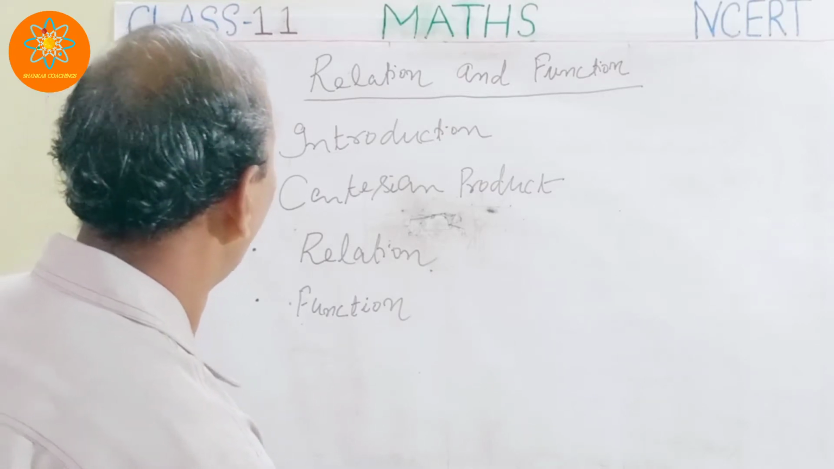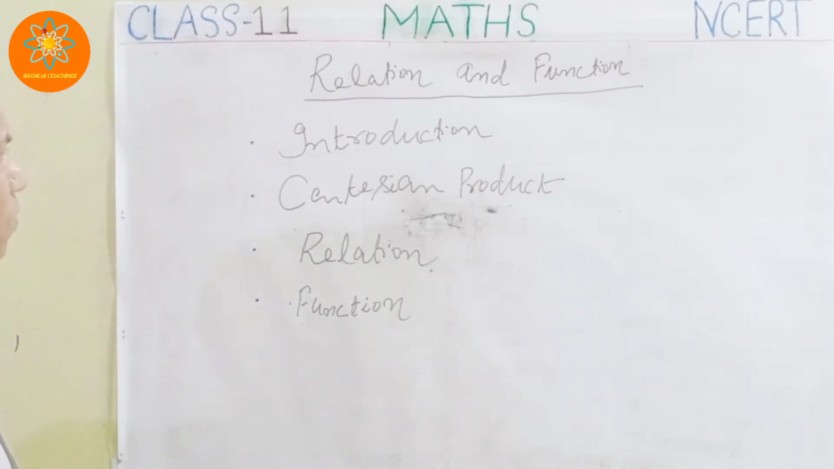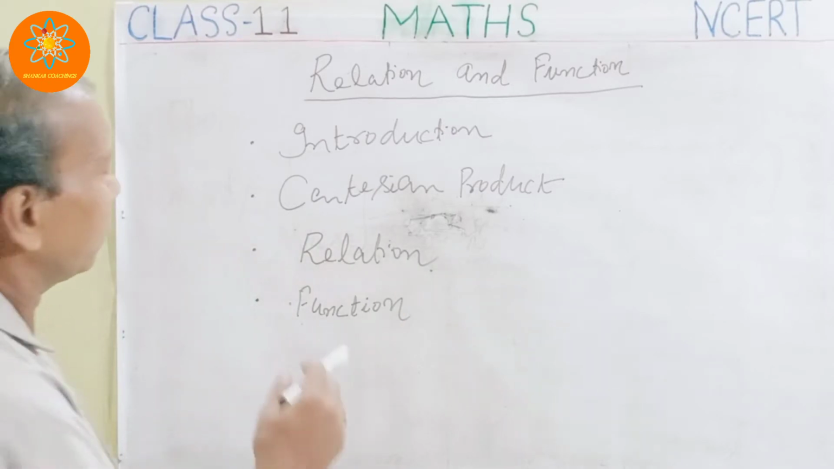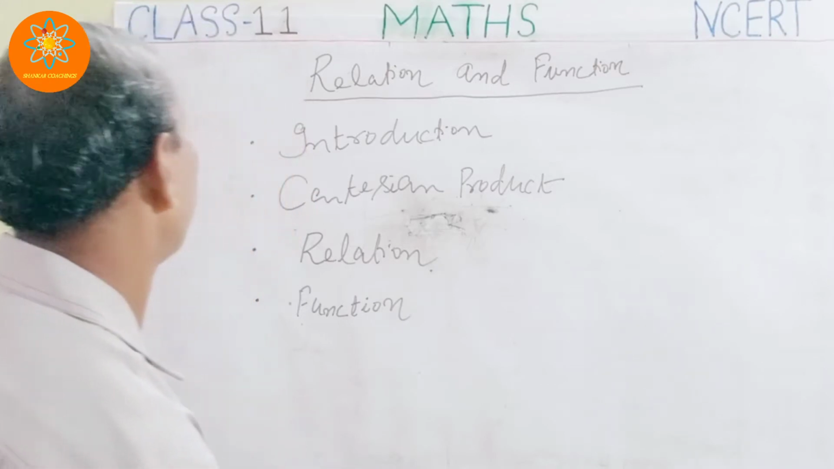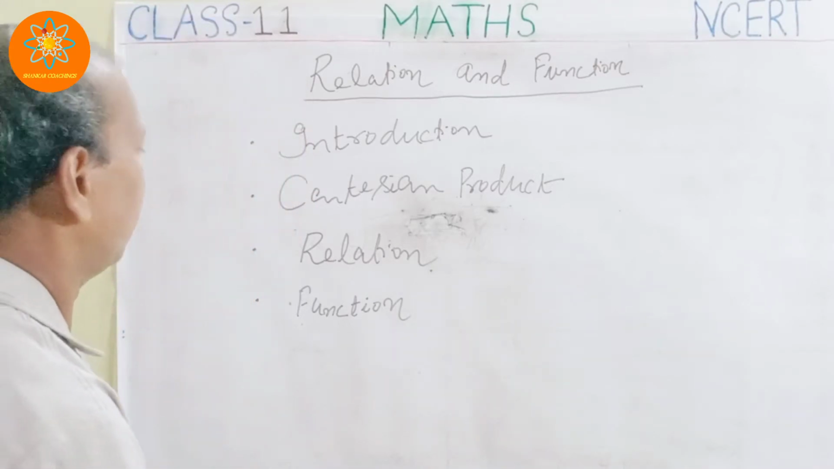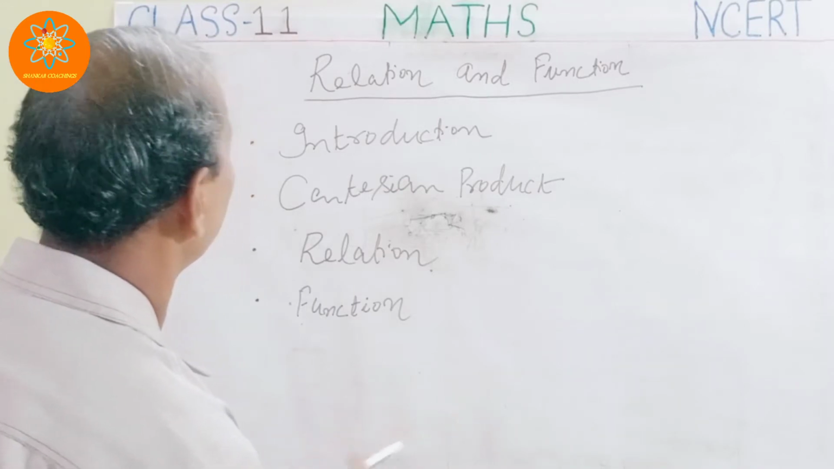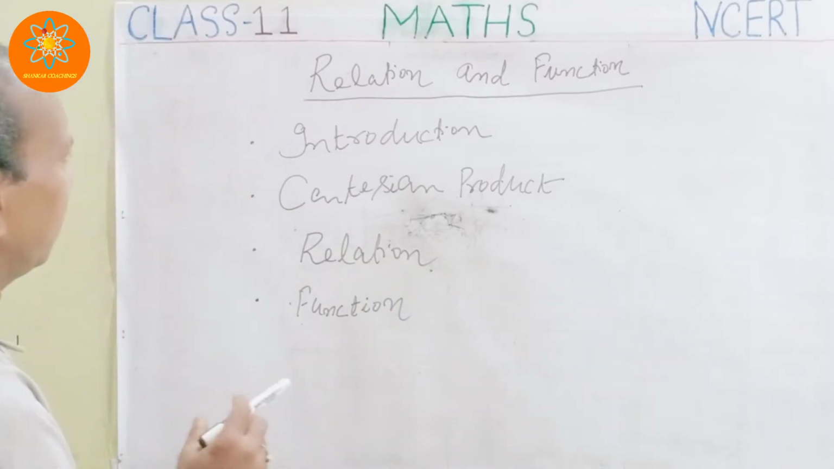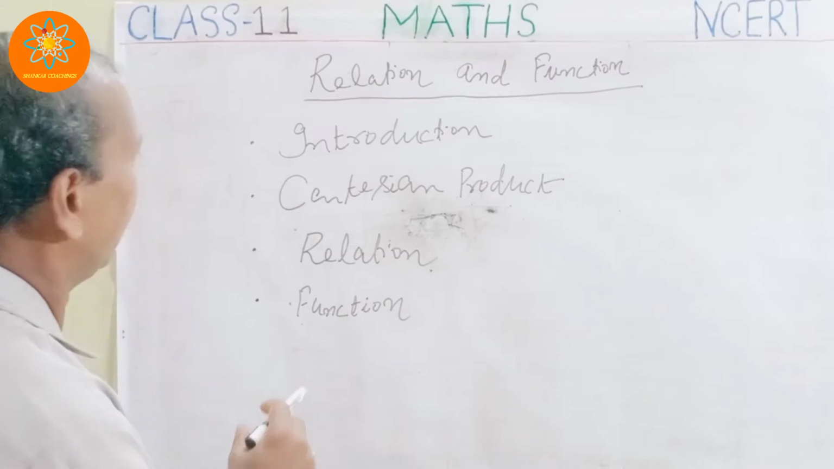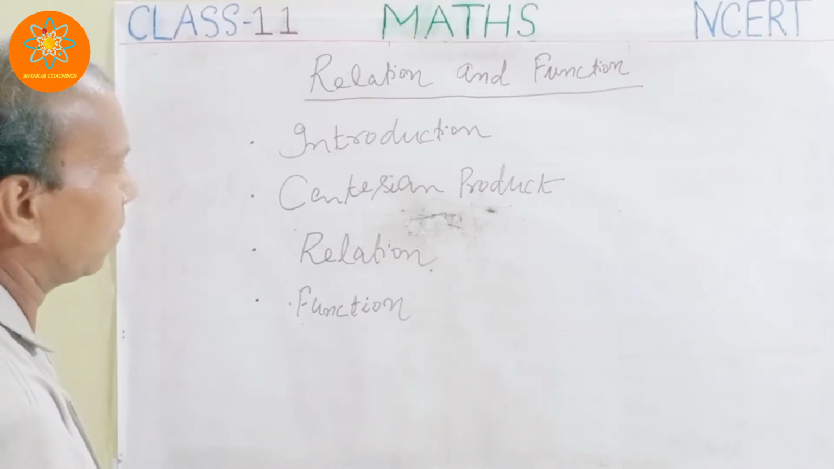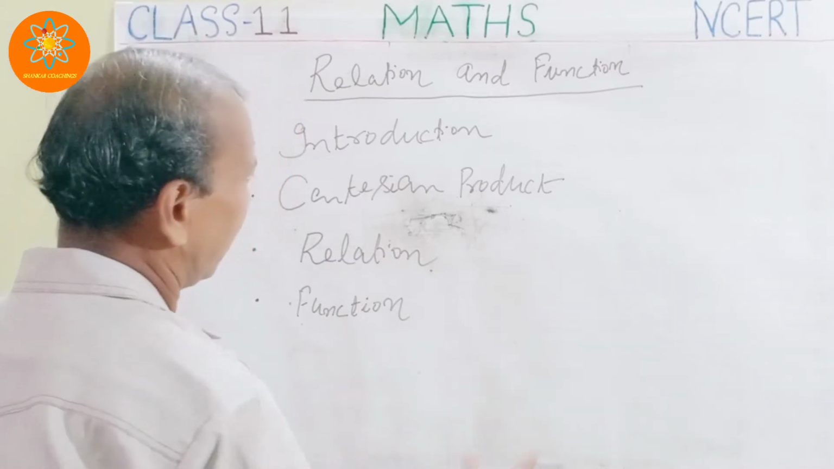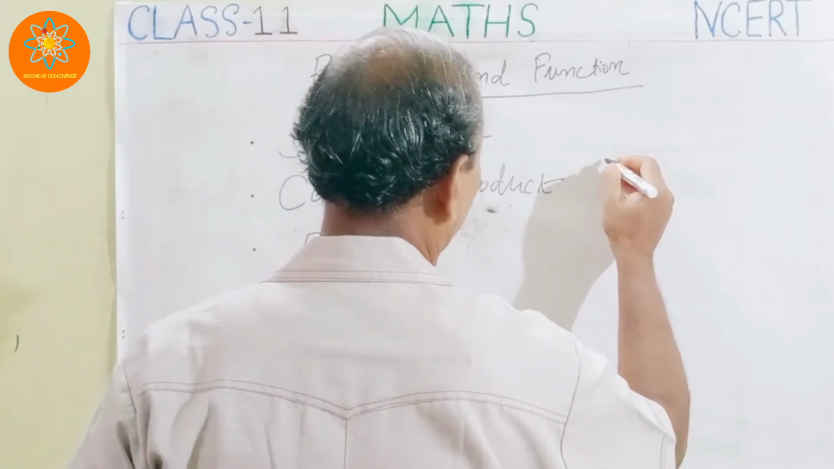Okay, now the function is also a special type of relation. If two sets are given, then we will take certain pairs, and those pairs relate to this relation. For example, let's suppose I have two sets A and B.